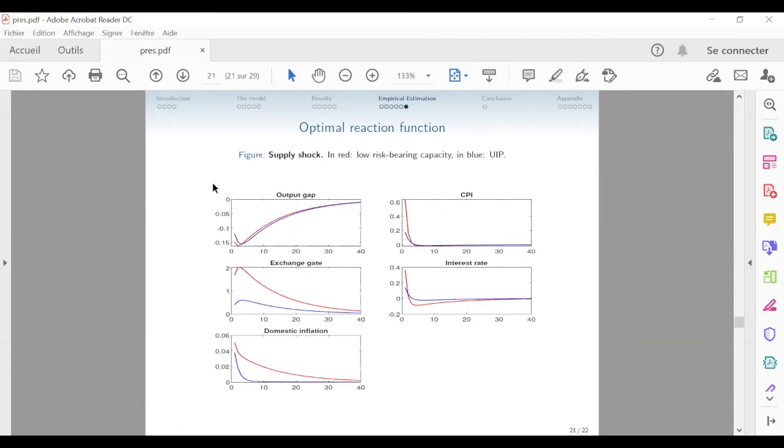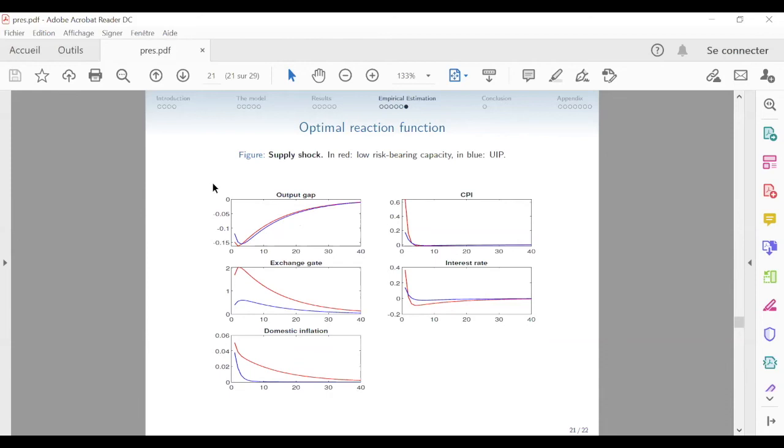Concerning the supply shock, once again, blue is low risk and red is high risk. After the shock, domestic inflation increases, so the interest rate increases as well. And again, the country borrows from abroad, so the financier is long, so we have a depreciation followed by an appreciation. And the larger depreciation in the risky environment increases CPI even more.